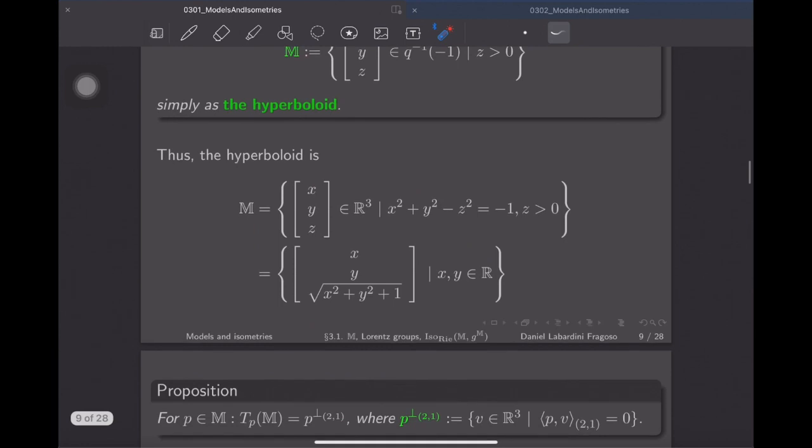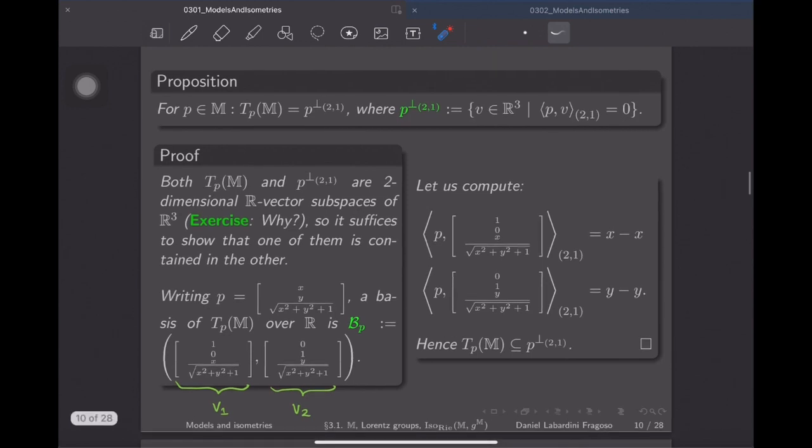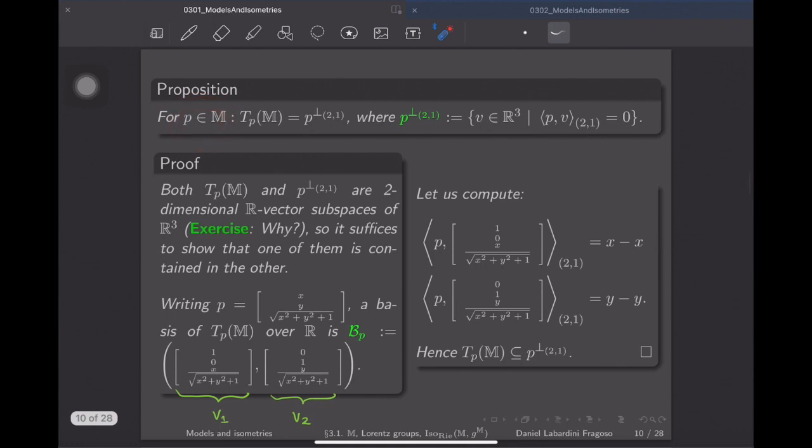Which is nice because the advantage this gives me, the advantage of being able to see M as the graph of a function from R2 to R, is that at any point of the hyperboloid I can compute the tangent plane, the subspace of R3 tangent to M at P, using just calculus 3, right? Just analyzing precisely that function f that I said.